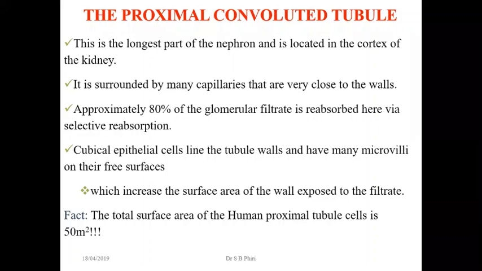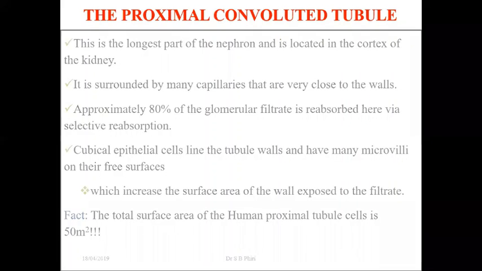If you combine all the kidney nephrons and spread them out, the total area that they are going to cover is 50 meters squared. So it gives you an idea that there is a lot of reabsorption and secretion taking place within the proximal convoluted tubule. It's the longest part of the kidney nephron.